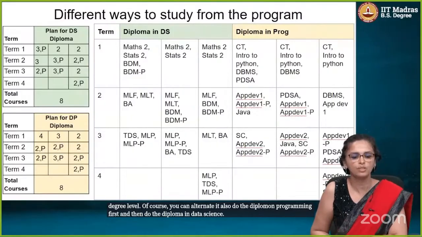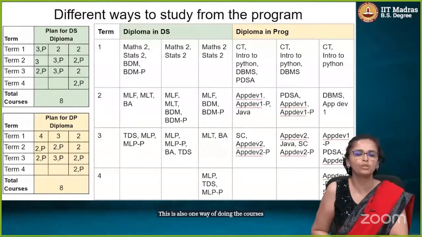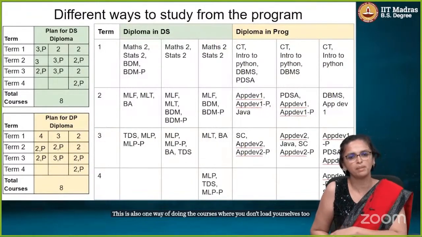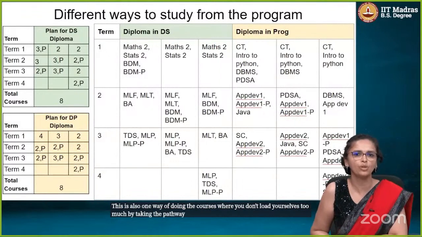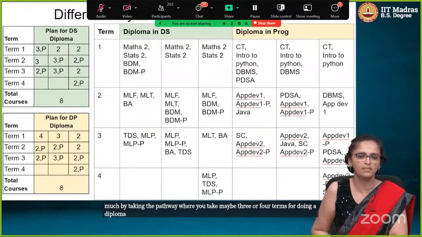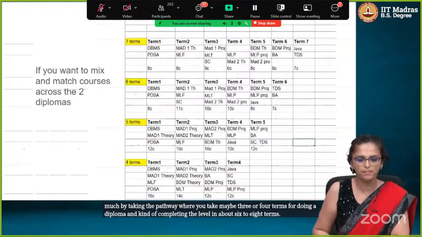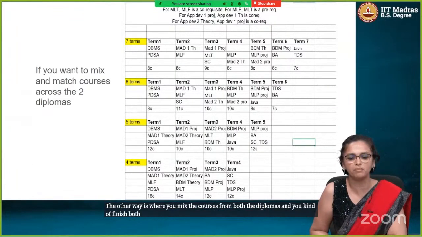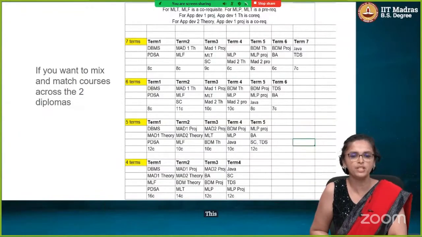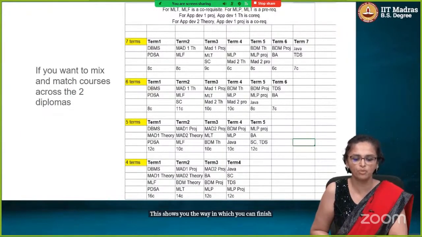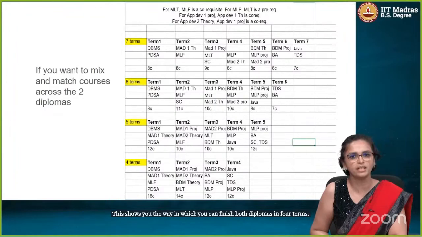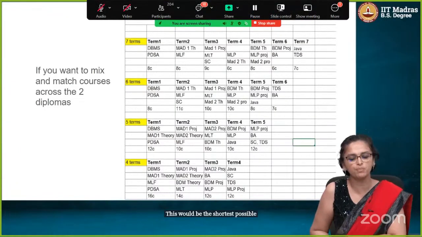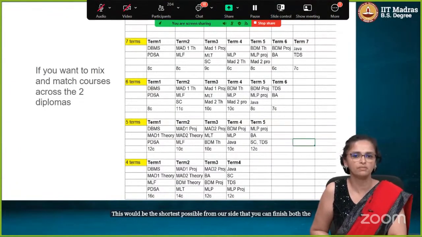So, this is also one way of doing the courses where you don't load yourselves too much by taking the pathway where you take maybe 3 or 4 terms for doing a diploma and completing the level in about 6 to 8 terms. The other way is where you mix the courses from both the diplomas and you finish both of them at the same time. This shows you the way in which you can finish both diplomas in 4 terms. This would be the shortest possible from our side, that you can finish both the diplomas in 4 terms.